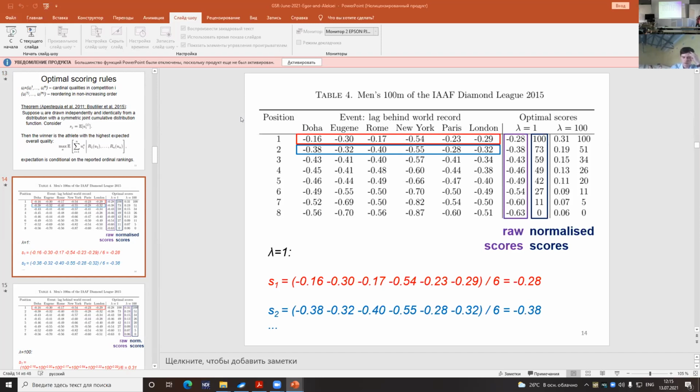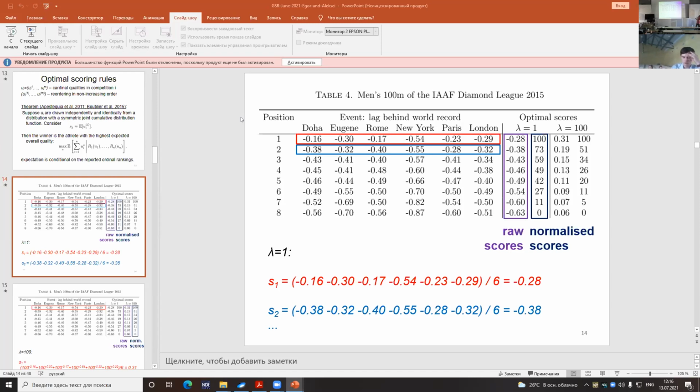So suppose, on the slide you can see the results from Diamond League men's 100 meters running sprint events in the season of 2015. There were 6 individual competitions in that season in Doha, Eugene, Rome, New York, Paris, and London. And here we see the results for positions from 1 to 8.